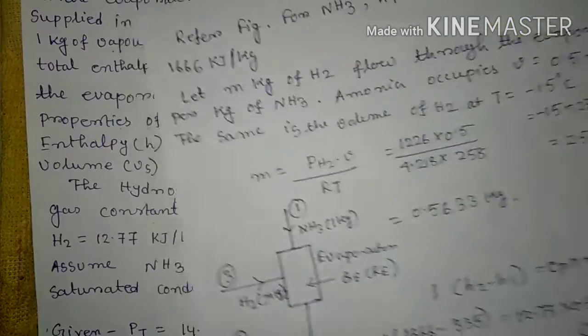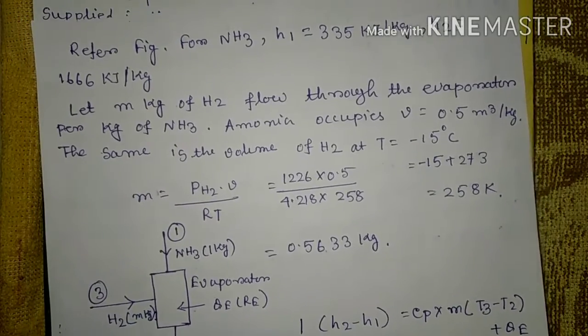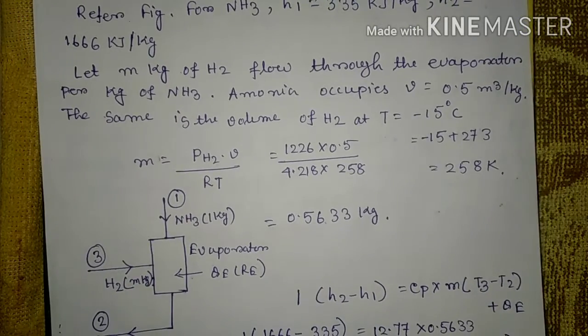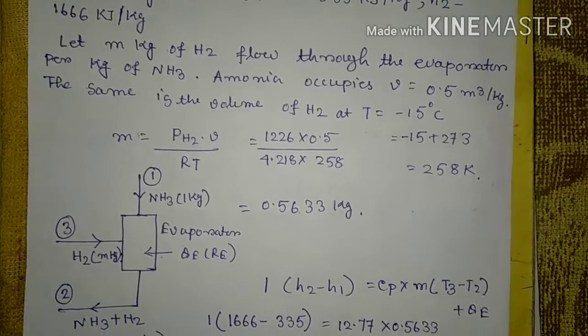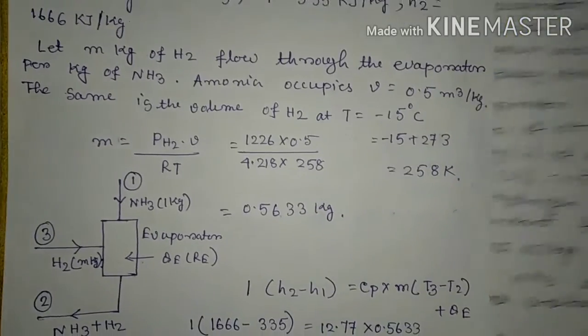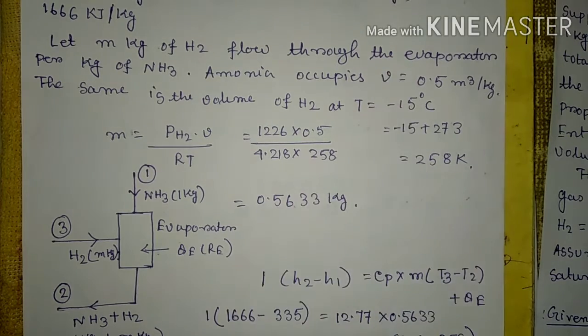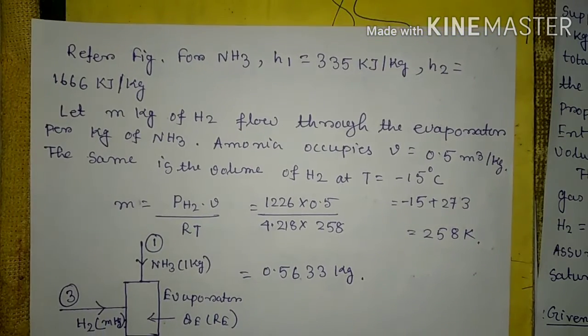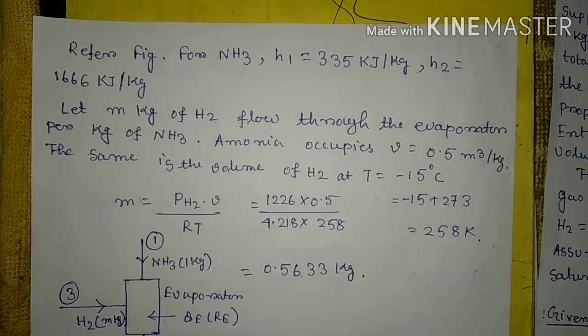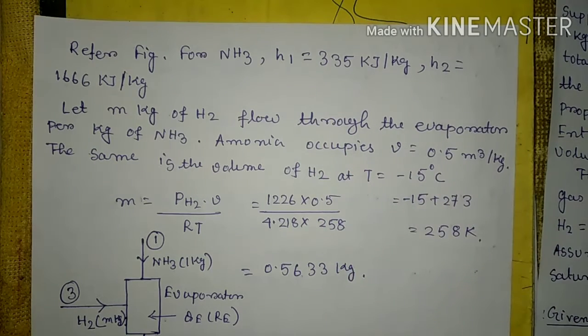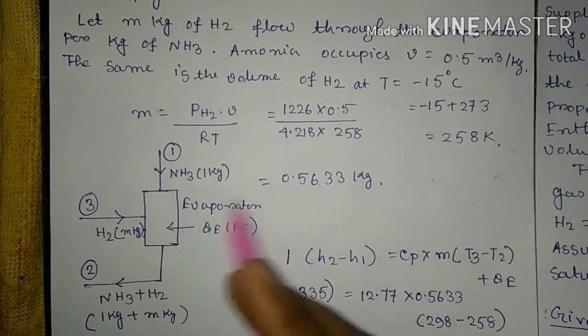Now for ammonia, the value is given that H1 is equal to 335 kilojoule per kg, and H2, at minus 15 degrees Celsius, is equal to 1666 kilojoule per kg. Okay, now actually you have to calculate the COP. Now suppose this is your evaporator.